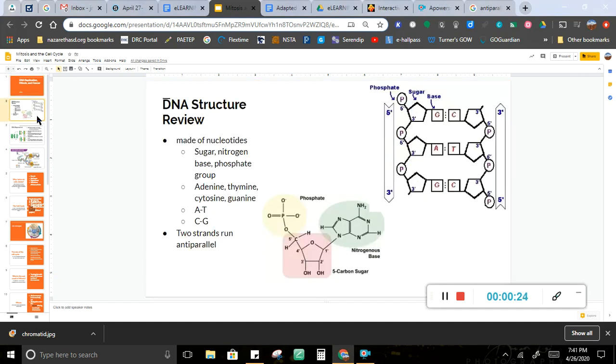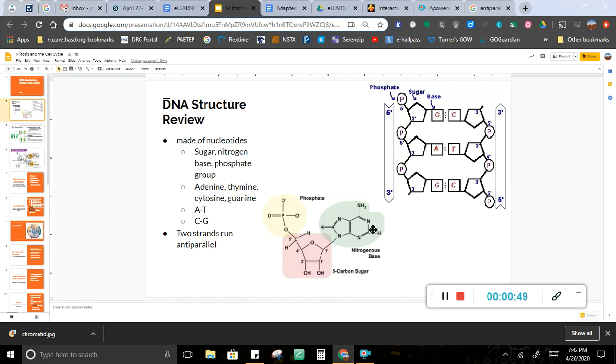So first, let's review DNA structure, and we're also going to add a little complexity to DNA structure. First of all, remember that DNA is a polymer and it's made of nucleotides. So nucleotides are the monomer of DNA. And a nucleotide consists of 3 parts. We have a sugar, a nitrogen base, and a phosphate group.